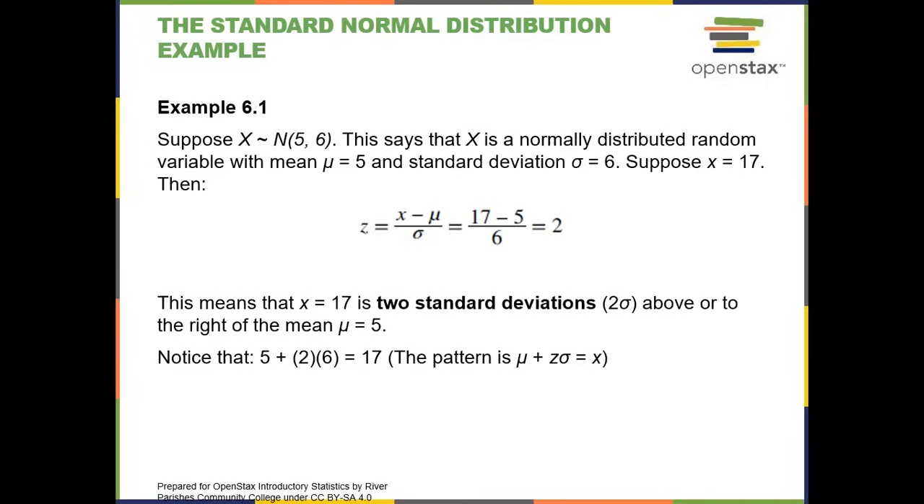This means that x equal to 17 is 2 standard deviations above, or to the right of, the mean. Notice that 5, the mean, plus 2 times the standard deviation sigma is equal to 17. This pattern is mu plus z times sigma is equal to x.